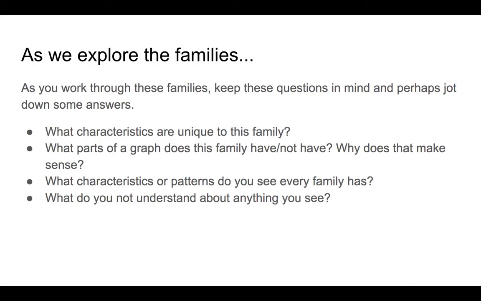What parts of the graph does this family have or not have? And why does that make sense? So if there is something this graph doesn't have, why would it make sense for it not to have it? If this graph does have something in particular, why is it making sense that it does?